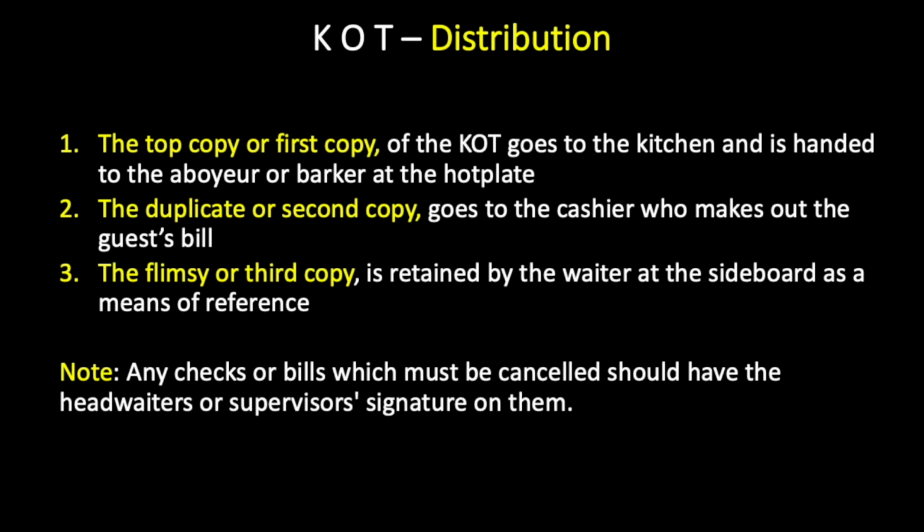The final step is to distribute the KOTs. The KOTs must be distributed to the different sections so that each section knows what to do. Number one, the top copy or first copy of the KOT goes to the kitchen and is handed to the aboyer or barker at the hot plate. He will bark or give the orders to the various sections of the kitchen to prepare the menu items.